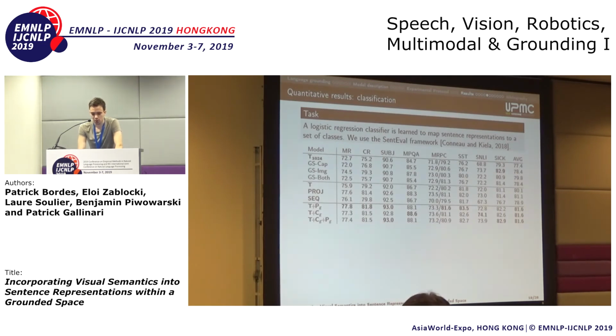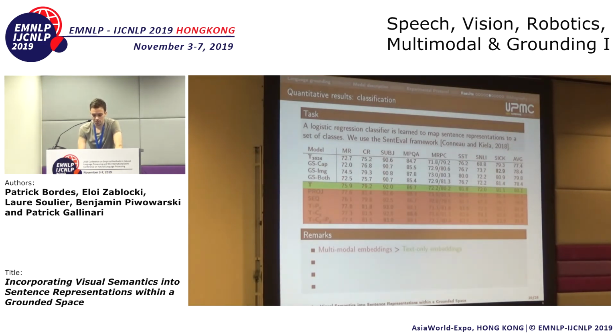Just a few words on quantitative results. We use the SentEval framework. The first rows are the GroundSent models, then the textual baseline, our projection and sequential baselines, and at the end our models. All the different tasks are taken from the SentEval framework, and at the end we average the results. So, very short information. First we observe that multimodal models are better than the textual baseline, which is a good fact.